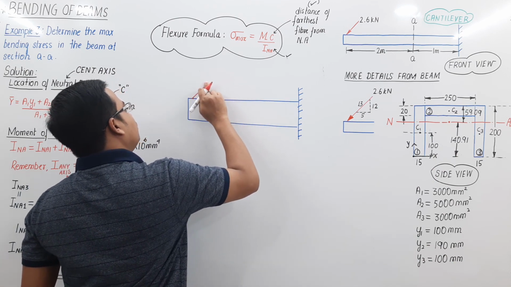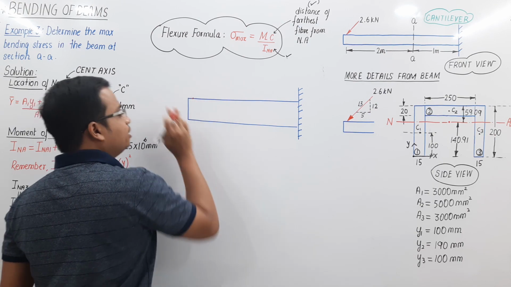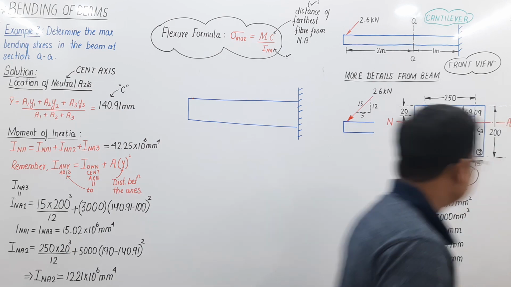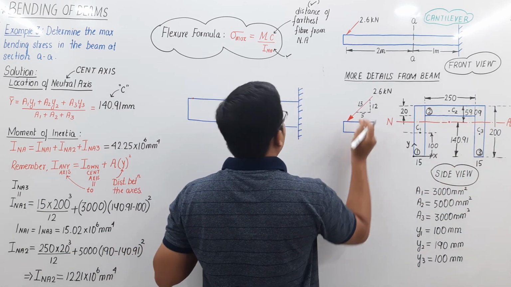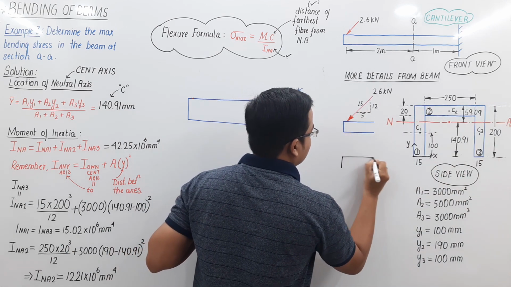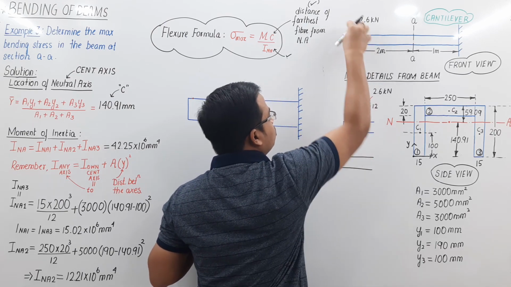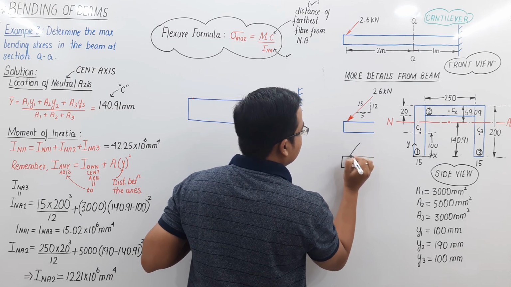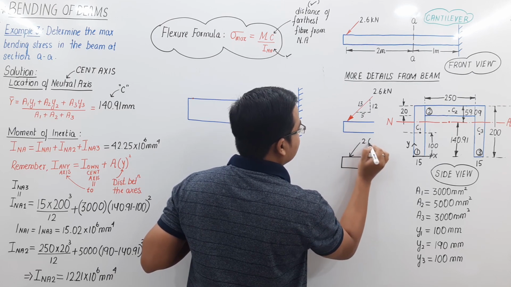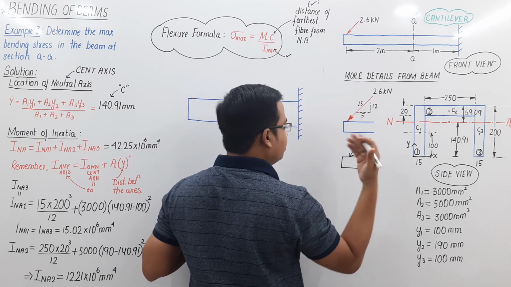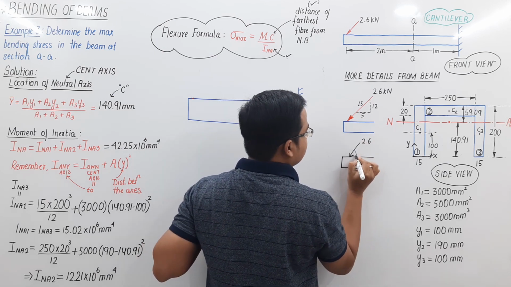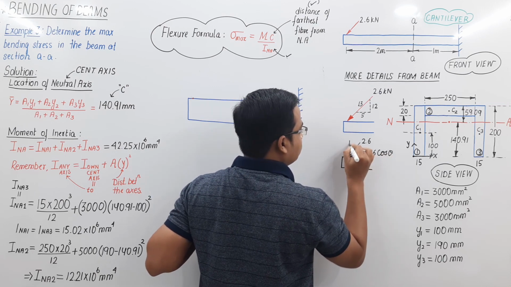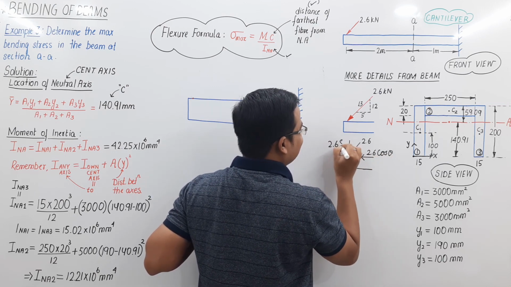Let us resolve it into components. In order to get the moment, you need to resolve this into components. Only this much portion of the beam is considered. The load is 2.6, forget about the units, it is kilonewton. If this is theta, then this component is going to be 2.6 cosine theta, and this component is going to be 2.6 sine theta.